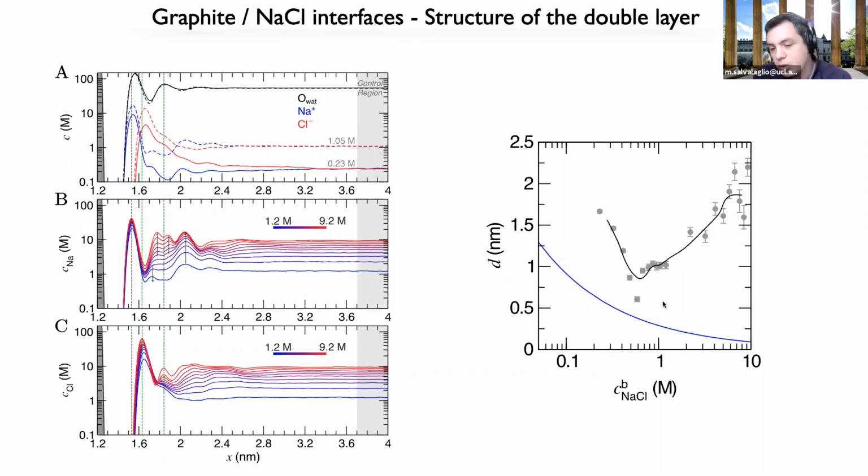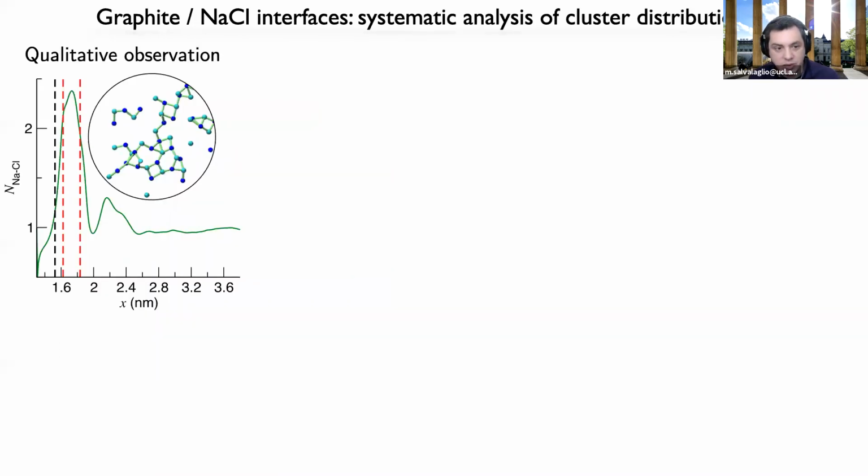But then when 1 molar is reached, due to the intervention of these correlations between the position of the ions and the formation of structures as well in the double layer, the thickness of this double layer starts to increase again. So we have this non-monotonic behavior that is inherently associated with the formation of structures at the interface. And what we try to do now is to transform this observation into a quantitative estimate of the structures that are observed at the interface.